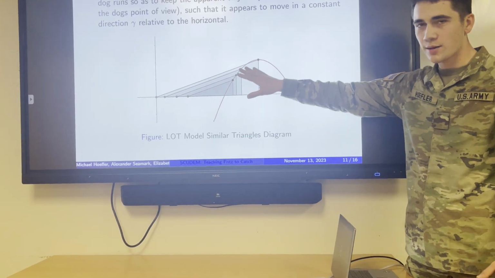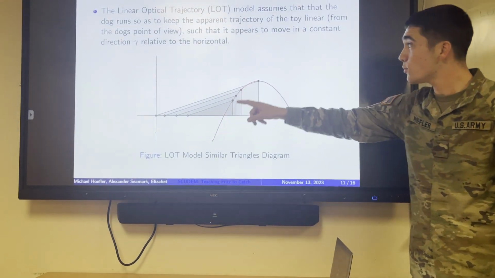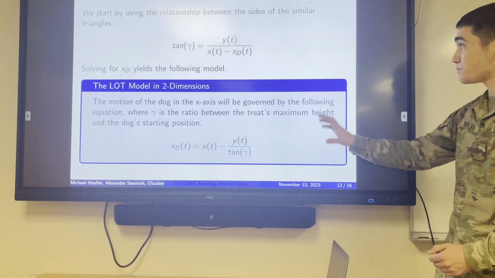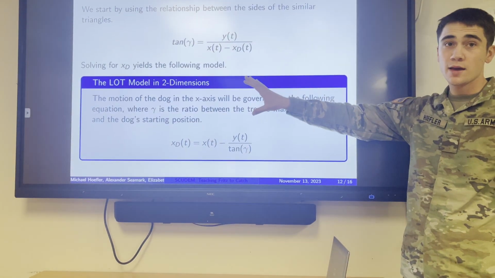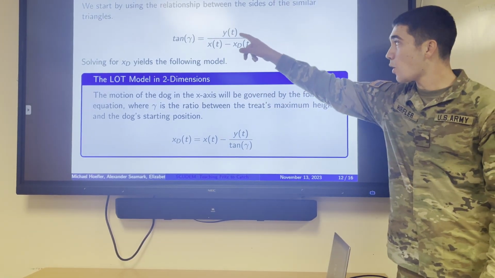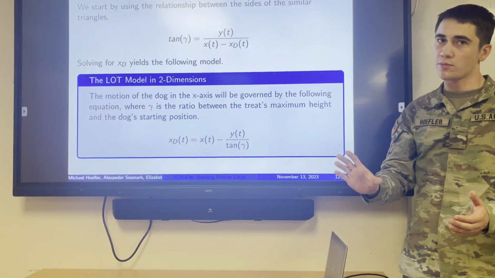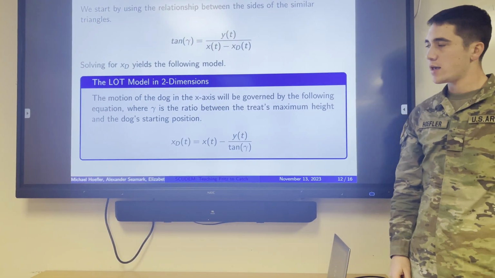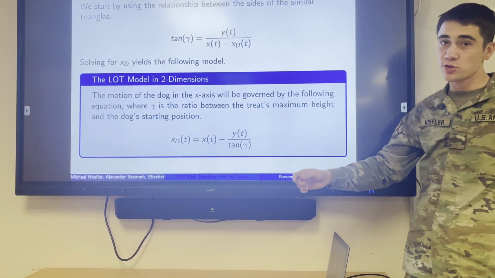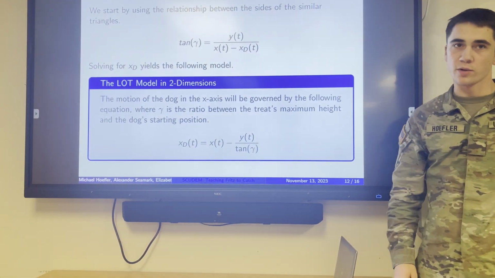So what we're going to end up with here is a whole bunch of similar triangles, and this angle that's staying the same, we're going to call gamma. Keeping this figure in mind, the tangent of gamma is basically y over x. This is the y of the ball, and this is the x of the ball minus the x of the dog. As the dog moves along, that triangle is going to get smaller, as you saw in the previous figure. If we solve for x_d, the x position of the dog, we get this model right here for basically the dog running.